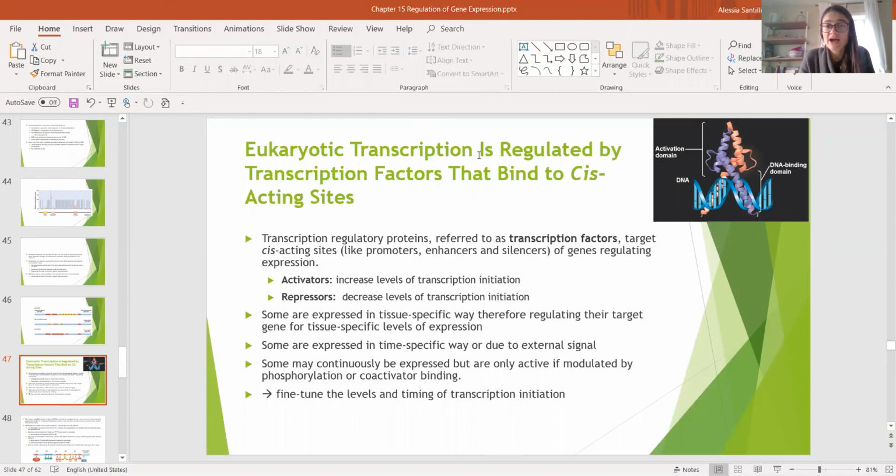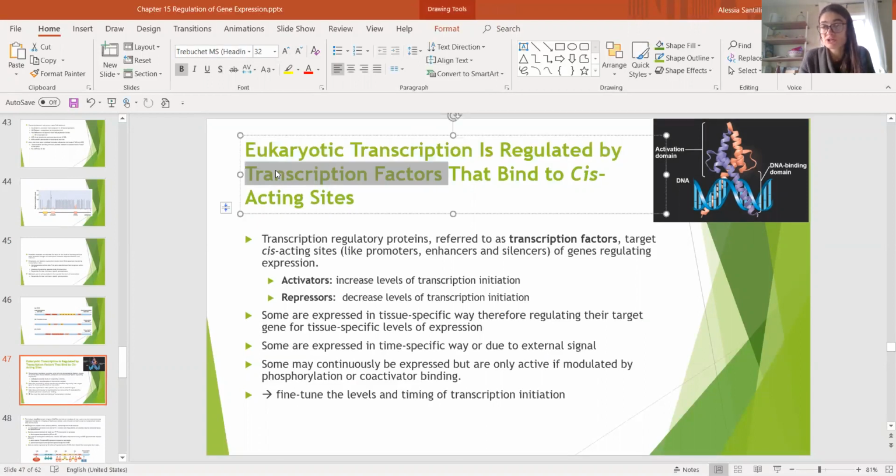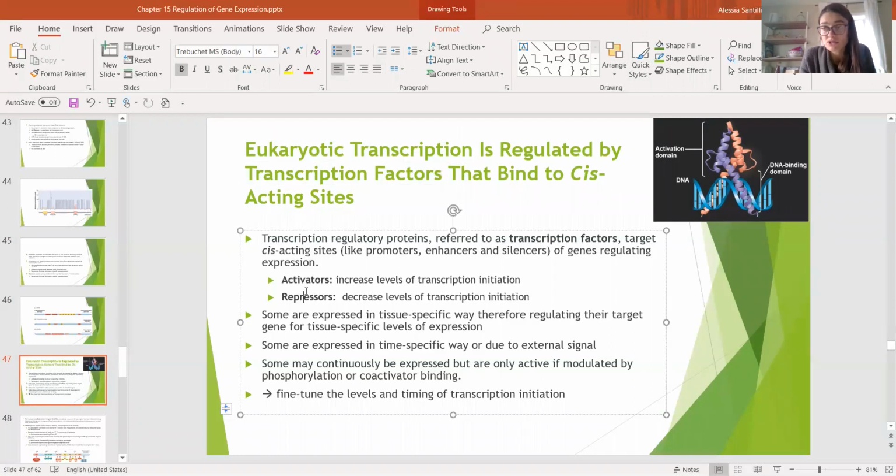In addition, we also have transcription factors. So these are going to be your trans activators, right? Or your trans working elements. So transcription factors are essentially proteins, and they have DNA binding domains that will specifically bind to those cis-acting sites like the promoters, the enhancers, and the silencers. So they target the cis-acting sites of the genes regulating the expression. They're quite simple. Activators are going to increase the level of transcription initiation. Repressors are going to decrease and repress the levels of transcription initiation.